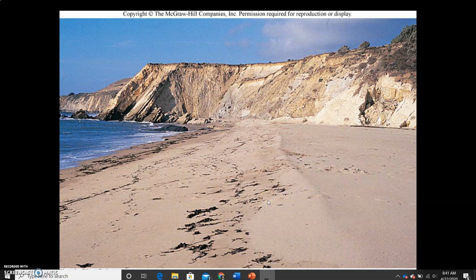So here again, this is showing you an example of the cliff face. You're going to have your berm here, and then your beach face here, and then you'll have your wave cut platform over in this area.